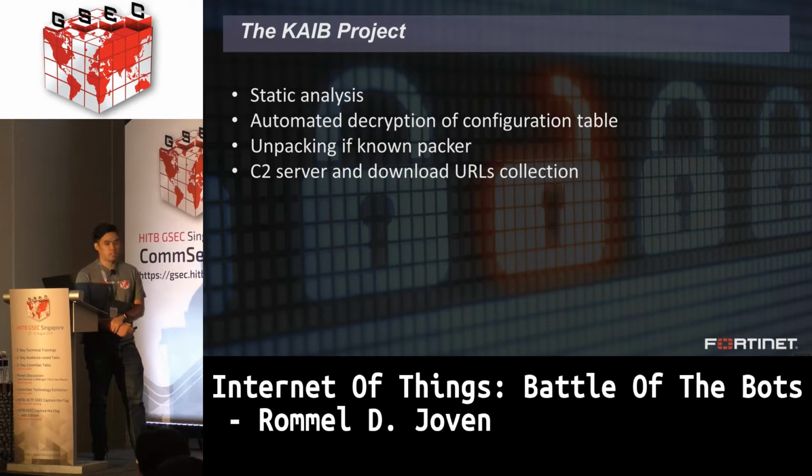Then next is unpacking of known packers. It just uses UPX, so we decompress it with UPX and see if the header is correct. If it's not, then we just change it to UPX. Then we will be able to decompress it, and after decompressing it, we can get the configuration table. Then we also collect the CNC servers and the download URLs.